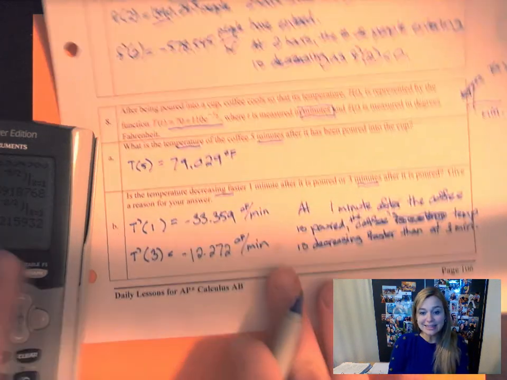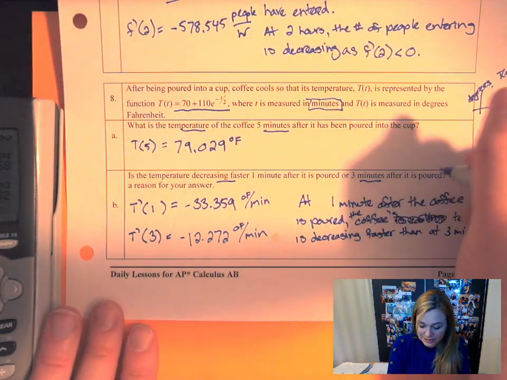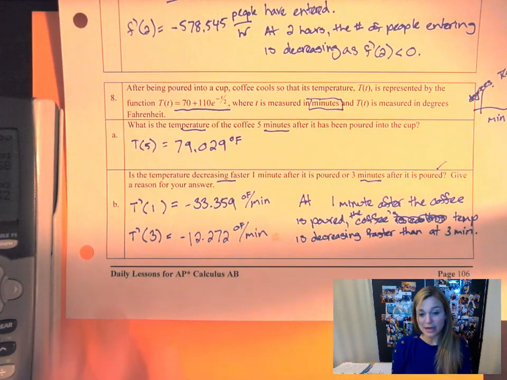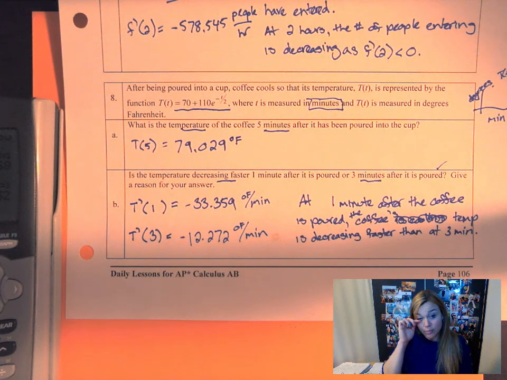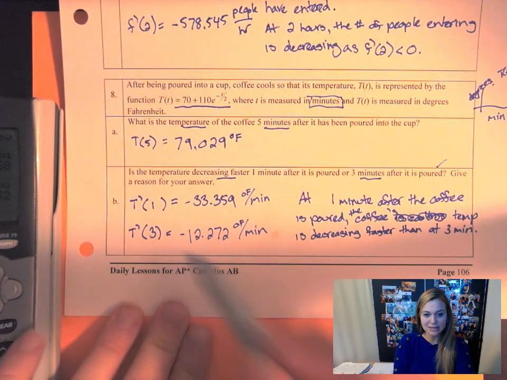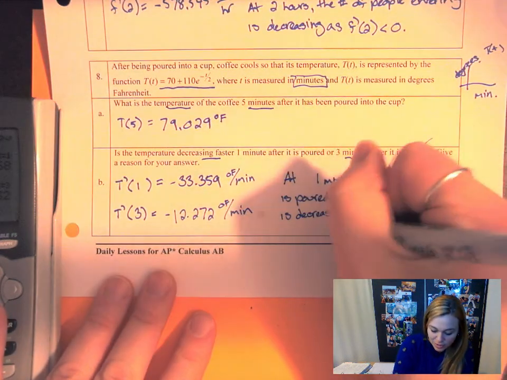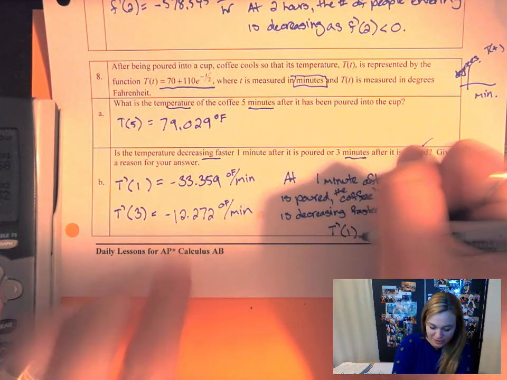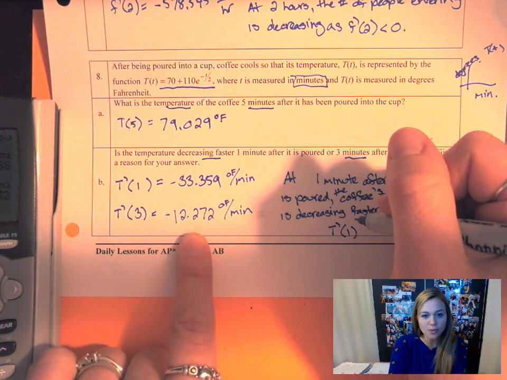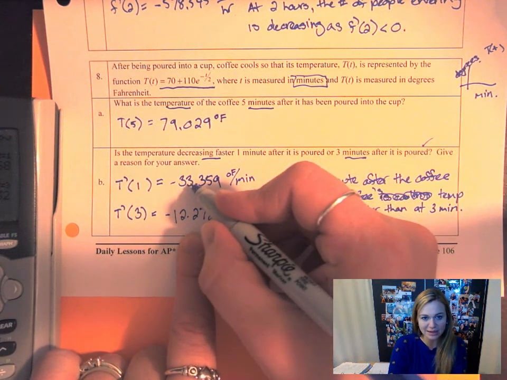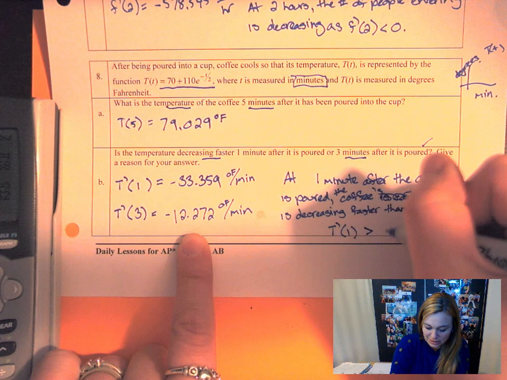Okay, so I did that. I answered the one question, is the temperature decreasing faster at 1 minute or 3 minutes? Now give a reason for my answer. This is what some people are going to say. I've got T prime of 1, I've got T prime of 3. And what a lot of people say is, well, look at this one, this is a much bigger number, 33 and 12. That's how I compare them. This is a bigger rate, it's steeper. So what they do is this.